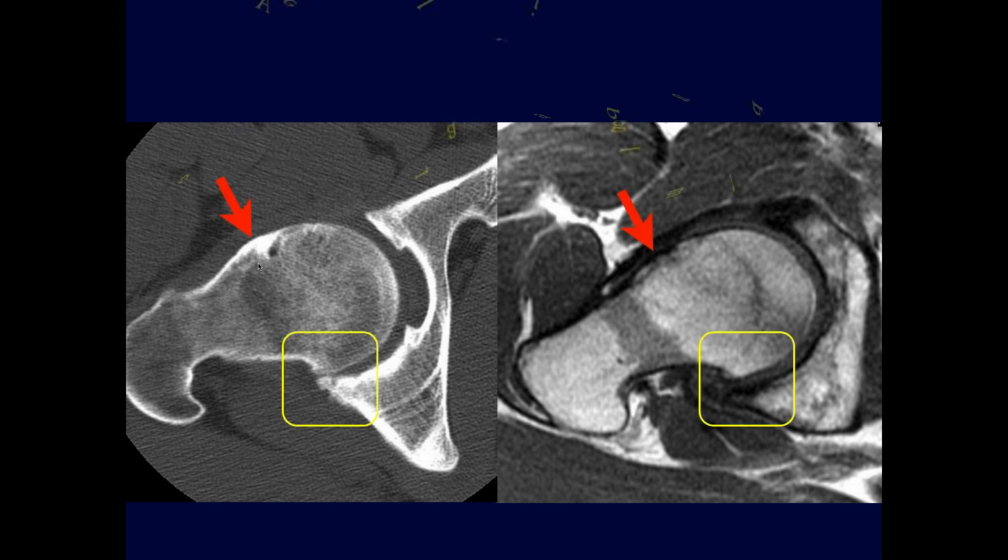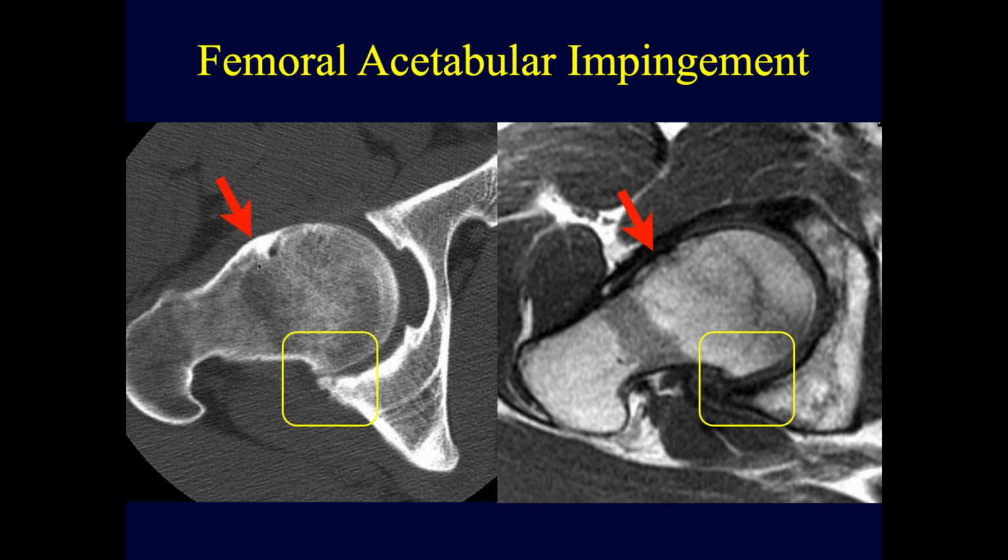Is it possible, John, that this patient had a slight slip? That's certainly possible. There could have been a little bit of a slip here that may be responsible for a little bit of the prominence here, and we see that the head, the epiphysis here, does not really go out like it's supposed to anteriorly.